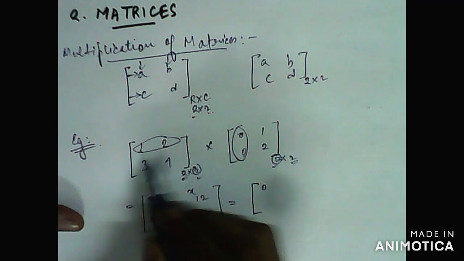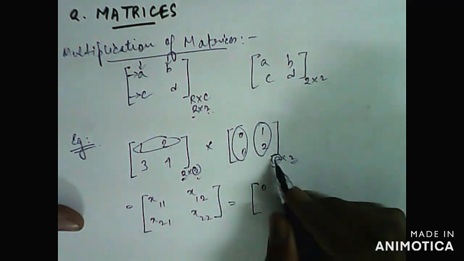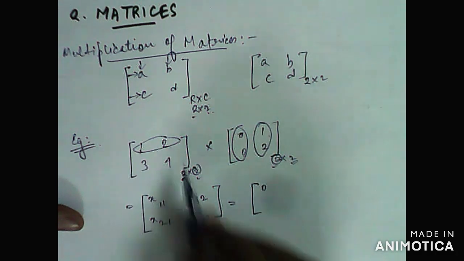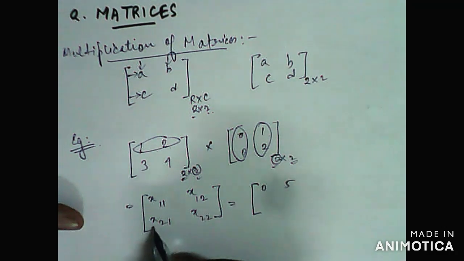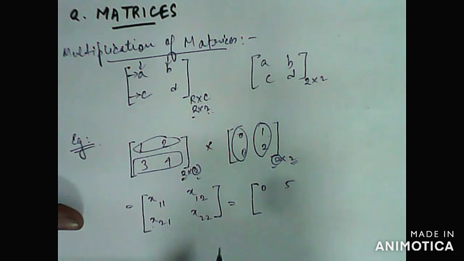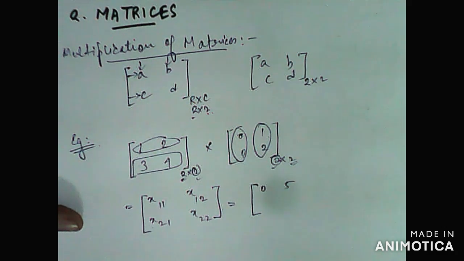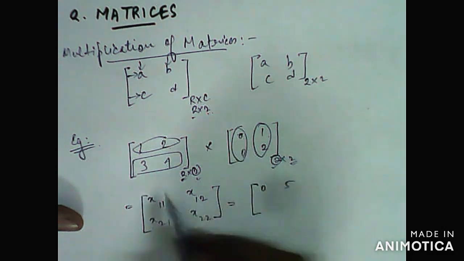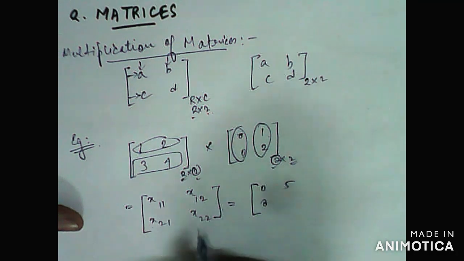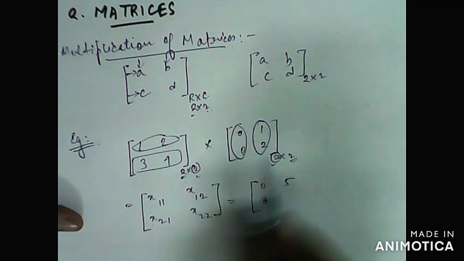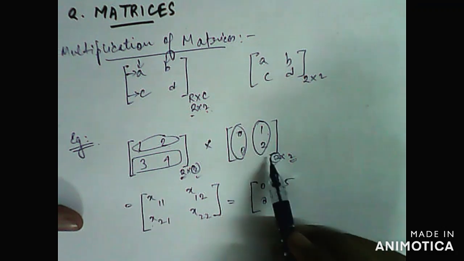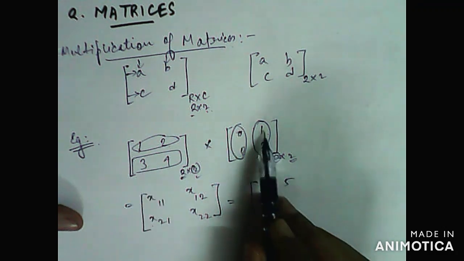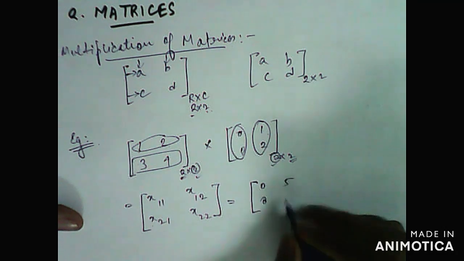x12 means first row of first matrix and second column of second matrix. That means 1 into 1, that is 1, plus 2 into 2, 4, so 5 comes. Next x21, that means second row of first matrix, hear my words very carefully, okay? Second row of first matrix and first column of second matrix. So 3 into 0 is 0, 4 into 0 is 0, so adding them, 0. And x22: second row of first matrix and second column of second matrix. 3 ones are 3 plus 4 twos are 8, that means you will get 11, right?